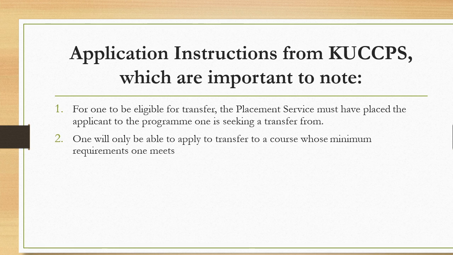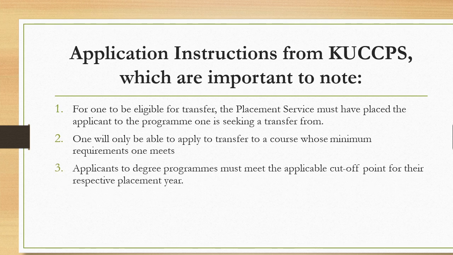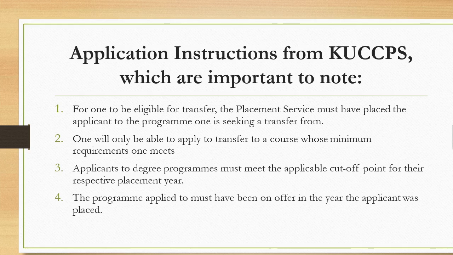Secondly, one will only be able to apply to transfer to a course whose minimum requirements one meets. The third one, applicants to degree programs must meet the cut-off point for their respective placement year. These are very crucial before you start the transfer process. The other thing is that the program applied to must have been on offer to the applicant when this particular applicant was placed. Now the other one is that an applicant may only apply to transfer to one program. You can get that: an applicant may only apply to transfer to one program.